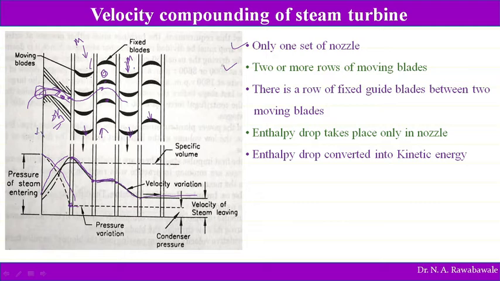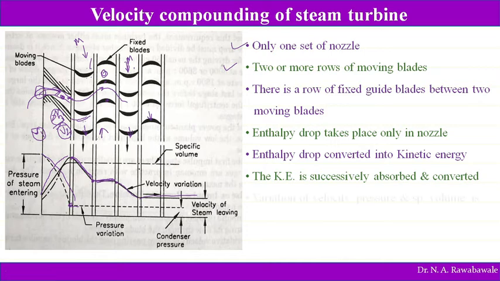Say for example, V1 is the inlet velocity, V2 will be the outlet velocity through this nozzle. V2 will be very high compared to V1. So this V2 is attained by the loss of enthalpy. Then the kinetic energy is successively absorbed and converted. So this kinetic energy, very high velocity, is successively in every stage absorbed and converted into mechanical work.